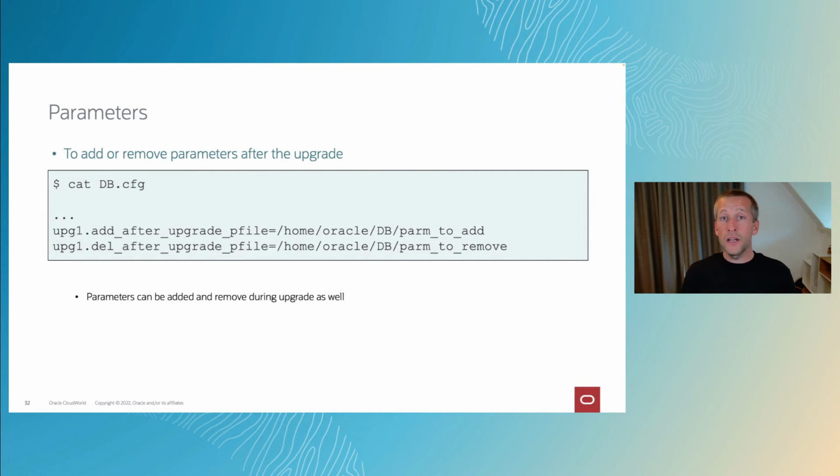You simply specify a list of parameters to add, change, or remove, and you can then reference that list in the AutoUpgrade configuration file. AutoUpgrade can remove, add, or change parameters either before, during, or after the upgrade.